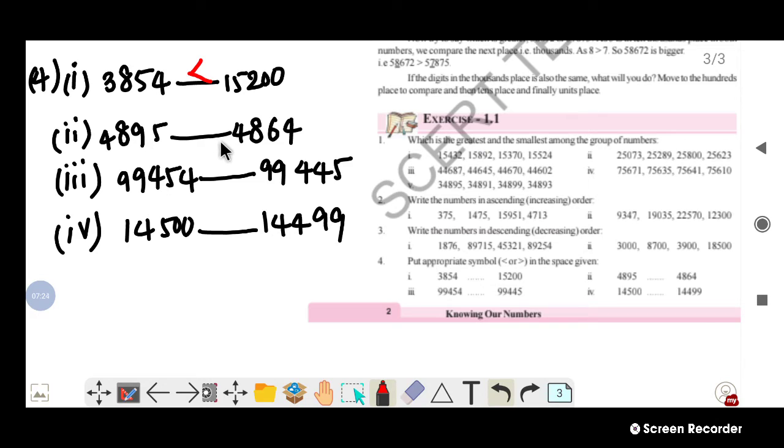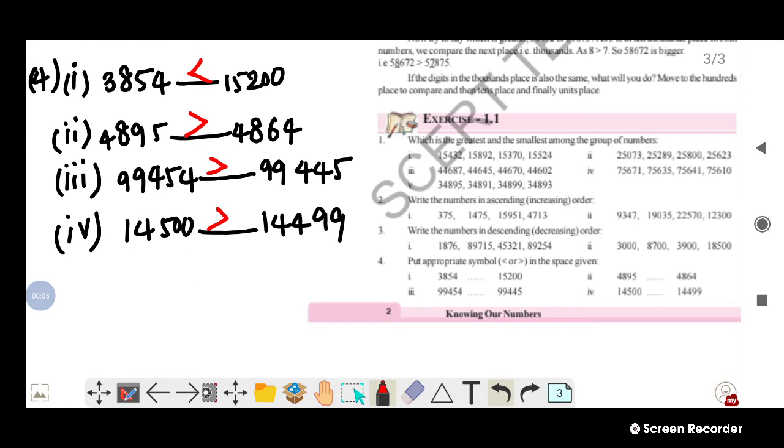4895, either less than or greater than 4864. So 48 is the same. 95 or 64, which is bigger? 95 is bigger. That's why you can keep the greater than. And here 99,454 and 99,445. The bigger one is 54, bigger than 45. That's why here it is greater than. And 14500 and 14499. Which is bigger? Absolutely 14500 is the bigger one.